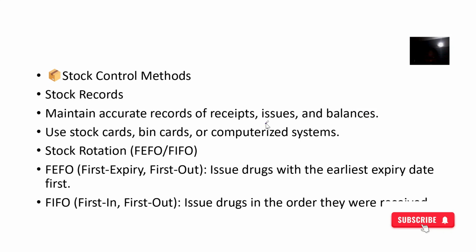Stock control measures is just you trying to maintain accurate records of receipts, issues and balances. So you use stock cards. You are basically trying to keep data. How much of the drug came in? At what price am I selling? How much profit am I making? What's a rough estimate of the time it would take for me to sell out this stock? So you look at methods like first-expiry first-out and first in, first out.